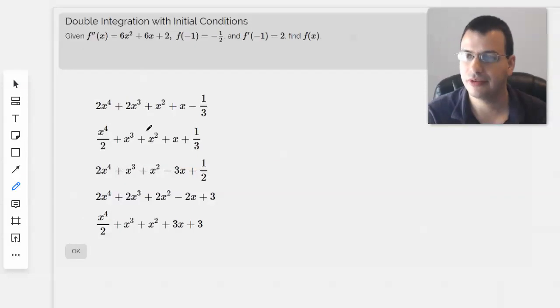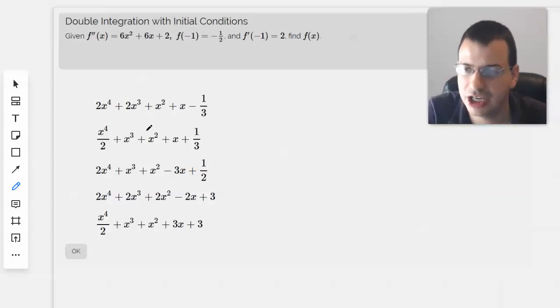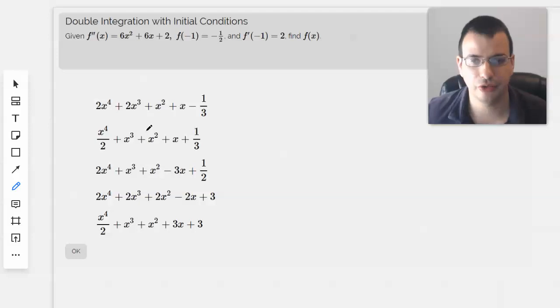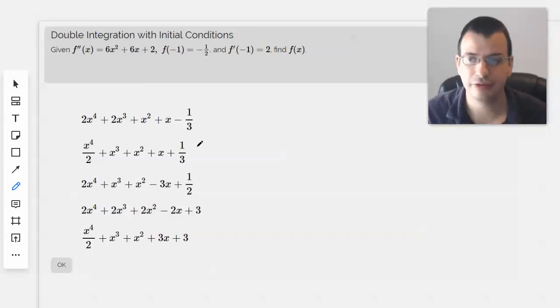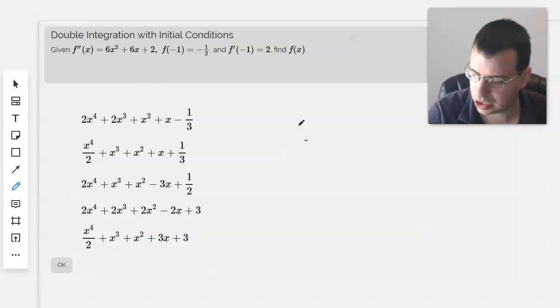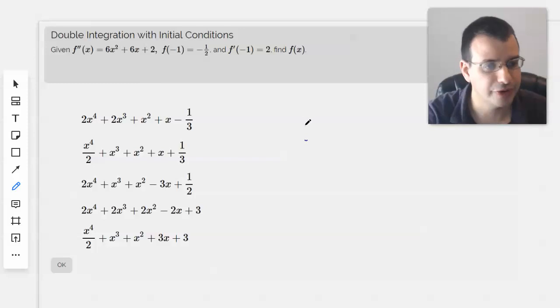Given that f double prime of x equals 6x squared plus 6x plus 2, and that f of negative 1 equals negative 1/2, and f prime of negative 1 equals 2, find f of x. Okay, so we're given a second derivative, and we want to take this second derivative and make it a zero derivative, just the normal function. So we're going to integrate twice.